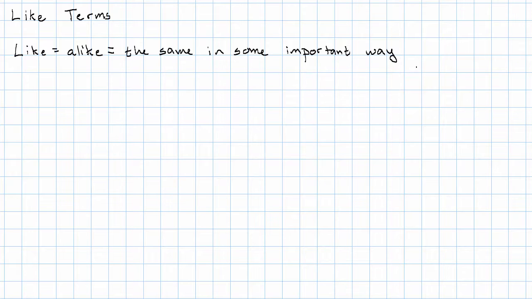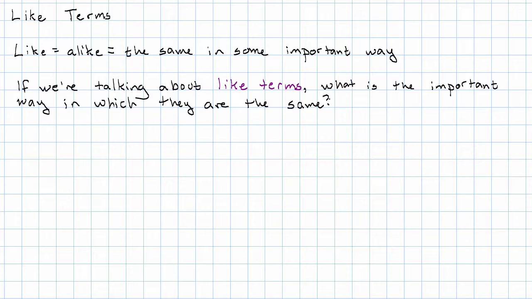In math, we will often talk about "like" something or other. What does that mean? When we talk about like something or other, we mean that they're alike. That is, the same in some important way. When we talk about like terms, then, what is the important way in which they're the same?